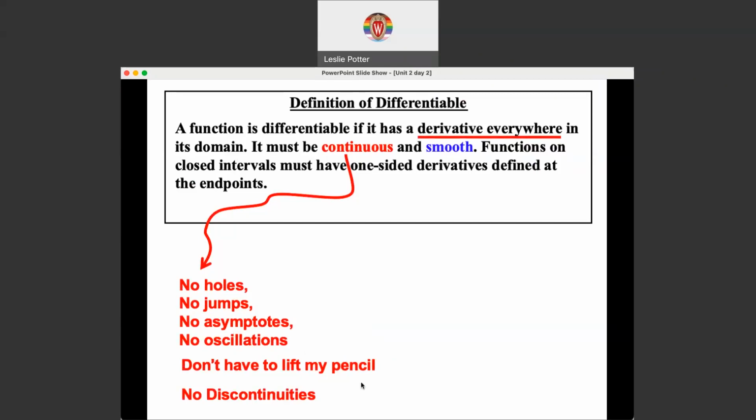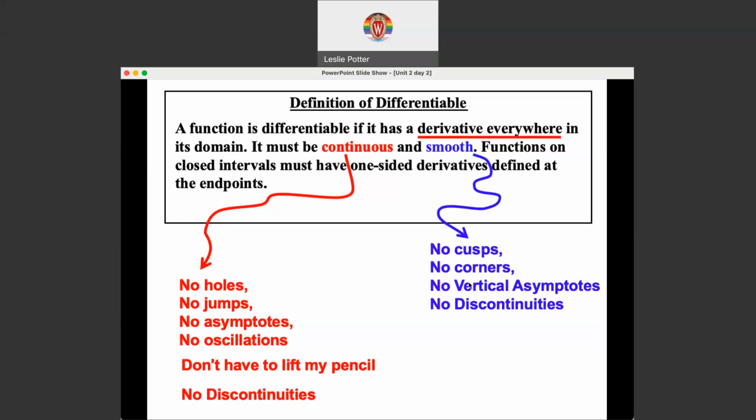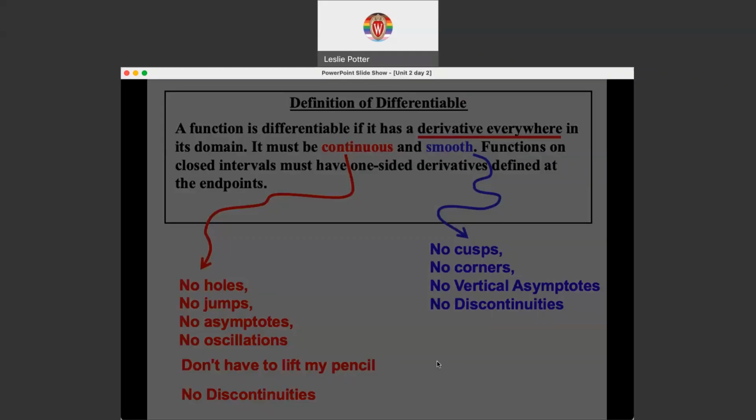So no discontinuities. It's got to be smooth. So no points of non-differentiability. Okay, so continuous and differentiable. That's really how we should look at this. No cusps, corners, vertical asymptotes, or discontinuities.